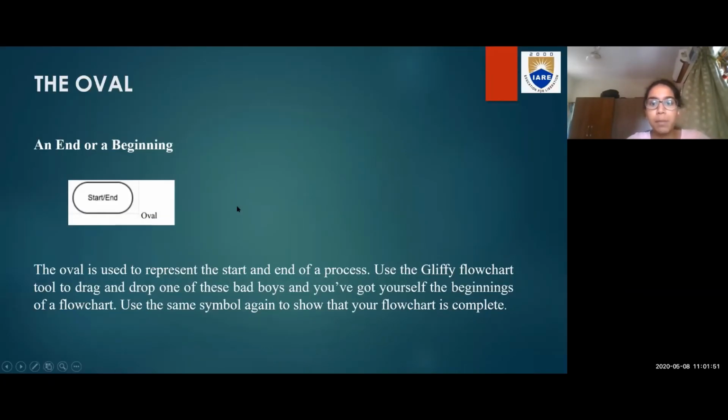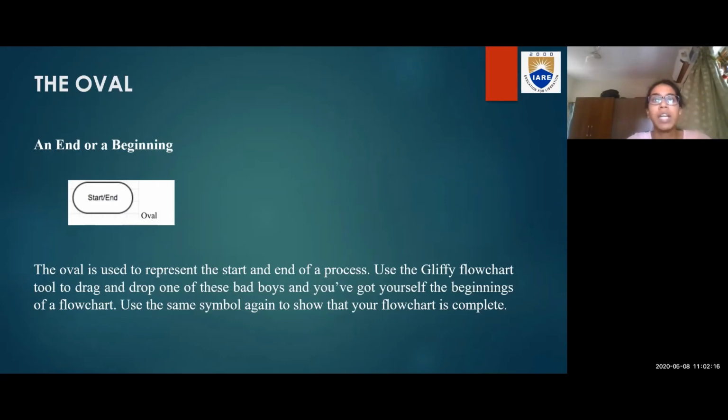Use the same symbol again to show that your flowchart is complete. So that represents how to start and how to end. So for example, you're giving instructions upon how to make tea. Now, you wouldn't start writing the information right from the starting step. It wouldn't be a nice idea. The first step may be start and the last step may be stop.